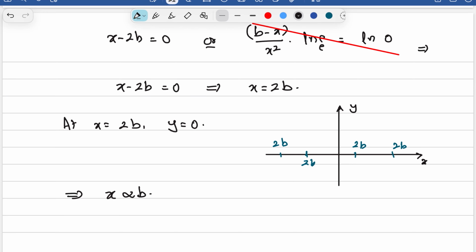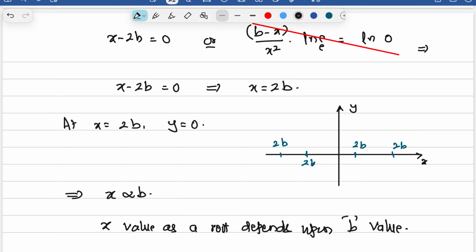X varies on the x value, as a root depends upon the b value, the chosen b value.